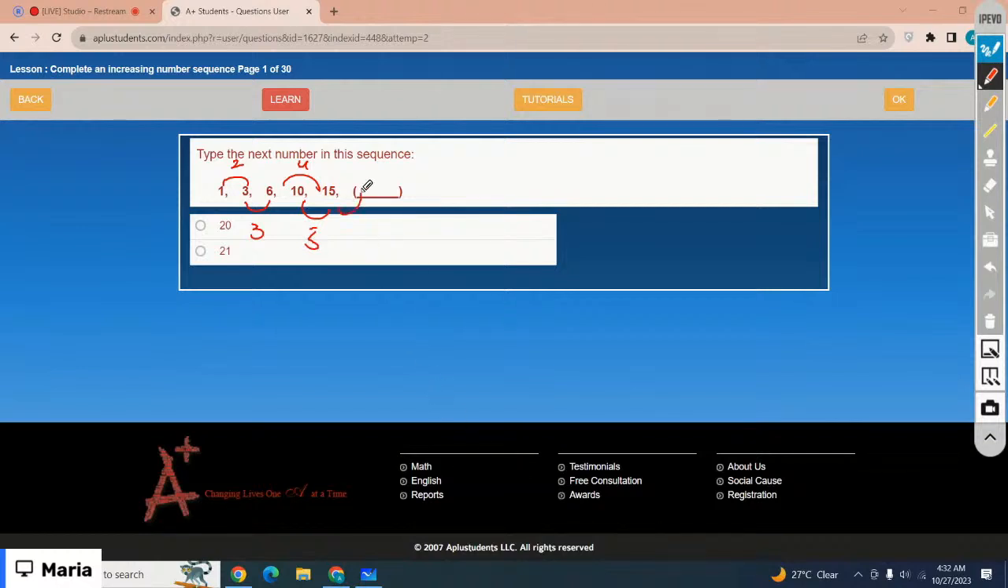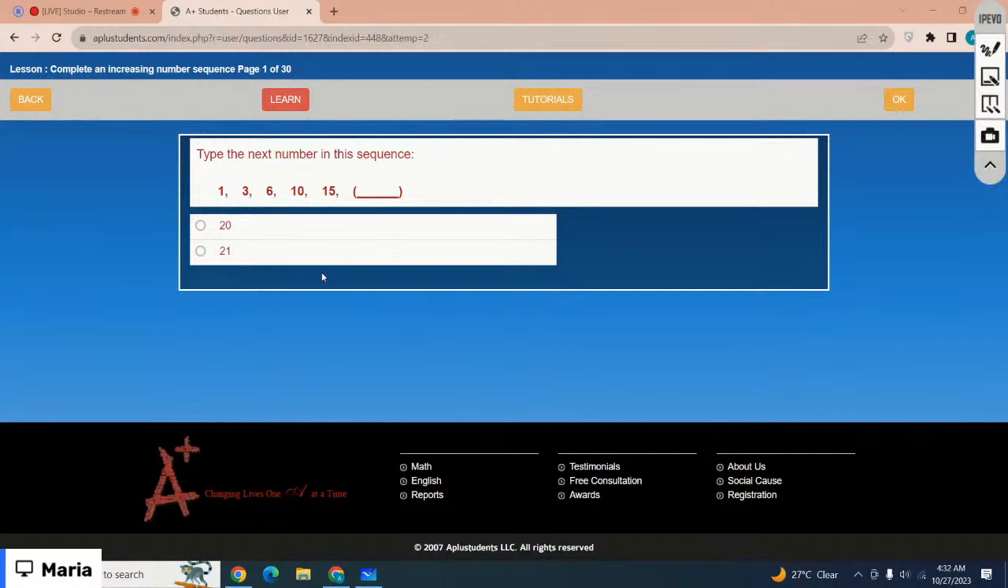So that means for the next number you've done till 5, for the next one you need to add 6. So 15 plus 6 makes 21. That means the missing number in the sequence is 21.